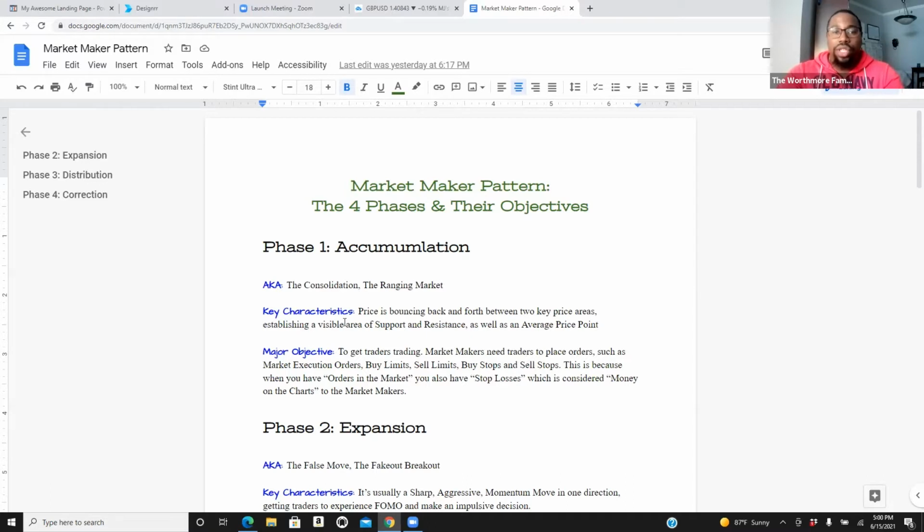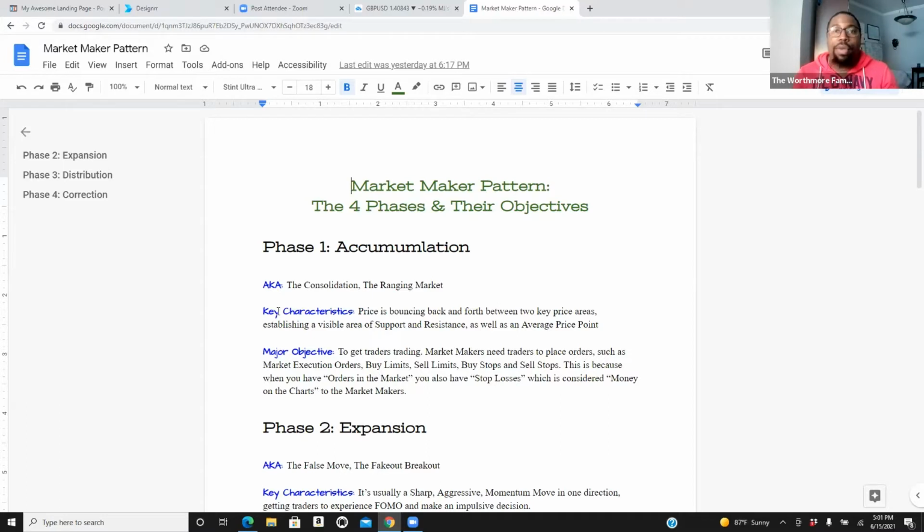As you will be able to tell, the key characteristic of the accumulation phase, accumulation stage, whatever you want to say, is that price is bouncing back and forth between 2 key price areas, right? You have to remember, price operates in areas and zones. It's not so restricted that it gets to one specific number and then moves in the opposite direction. It's a key area, right? But what it'll do is establish a visible area of support and resistance, as well as what's called an average price line. Basically, that average price point between the resistance and the support, okay? That is the accumulation phase.